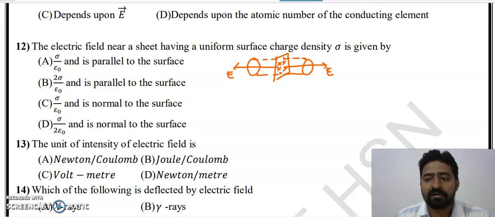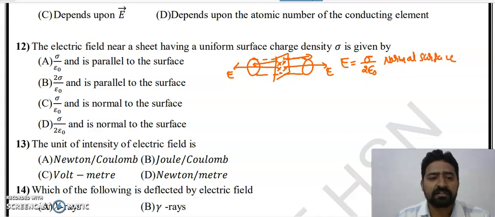You have already derived this one. So what is the electric field? It is sigma divided by 2 epsilon naught, and normal to the surface. The electric field comes normal to the surface. So option D, sigma divided by 2 epsilon naught and normal to the surface, is the right answer for the 12th question.